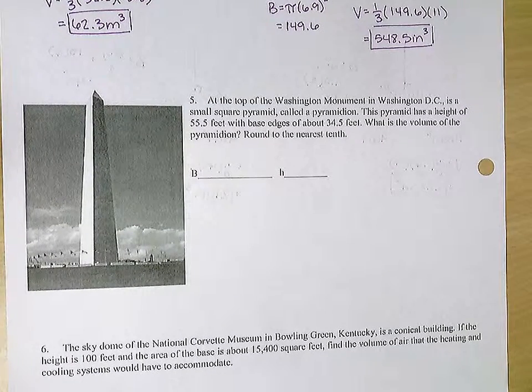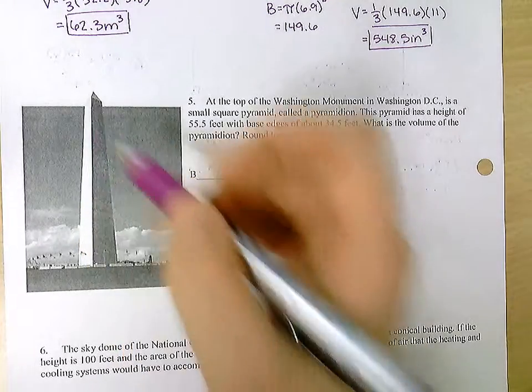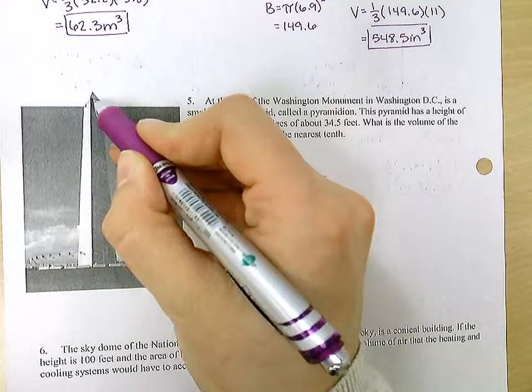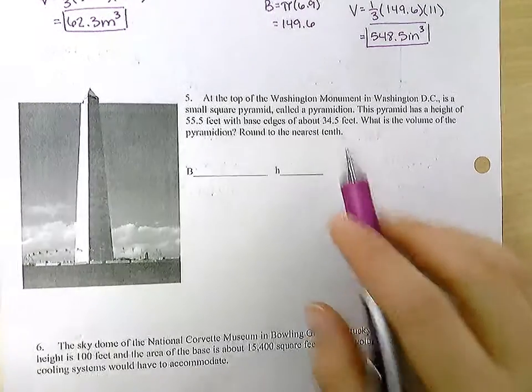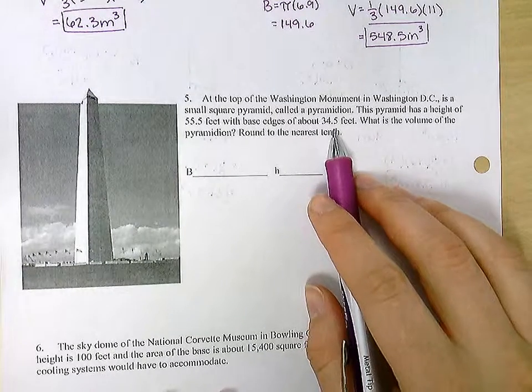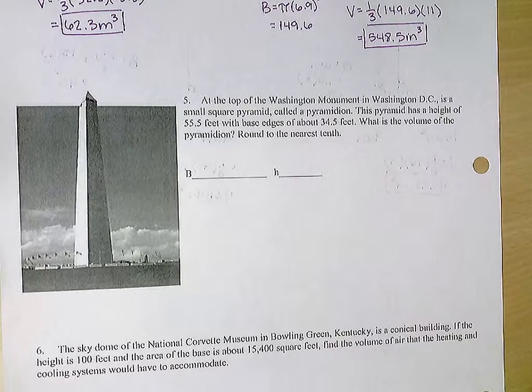Number 5. At the top of the Washington Monument in Washington, D.C. is a small square pyramid. So top of the Washington Monument, you have this small square pyramid here, meaning that base is a square. It's called a pyramidion. This pyramid has a height of 55.5 feet with base edges of about 34.5 feet. We want to find the volume of that pyramidion.